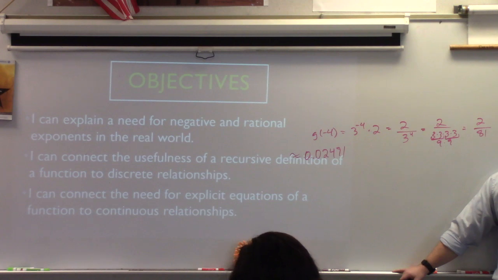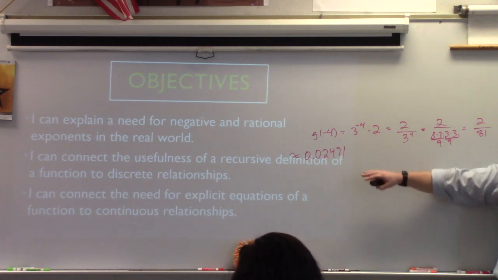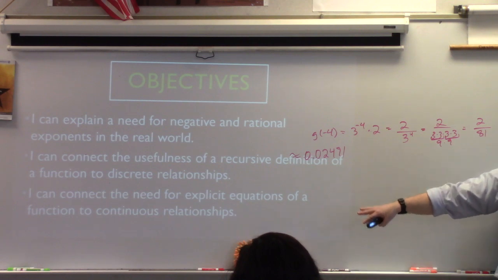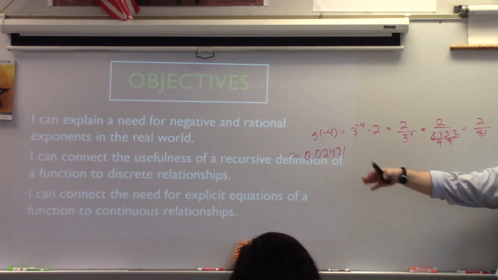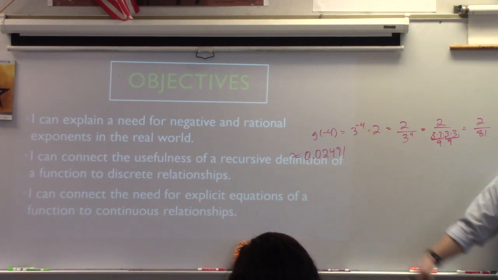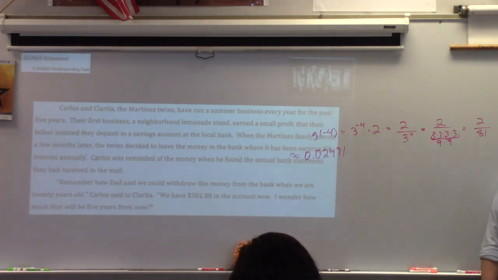Mona, can you read our last objective for us? I can connect the need for explicit formulas in a function to continuous relationships. So we are seeing very clearly that recursive is going with discrete, whereas explicit is going to go with continuous. Those are just words on a page right now, or technically on a screen. We want to see why that is true and how that applies to us today.